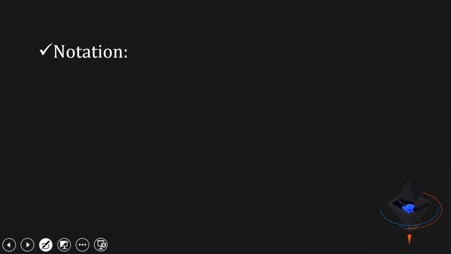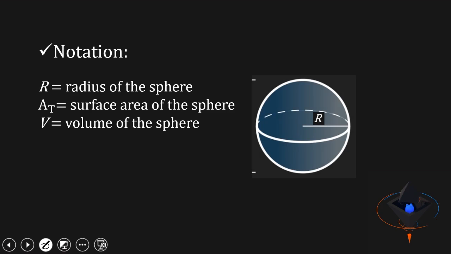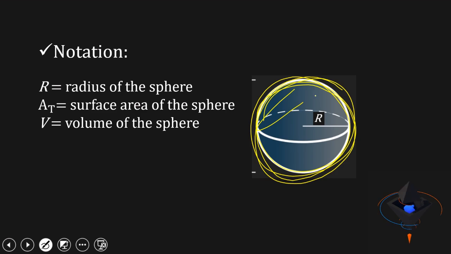Next are your notations. R would be for the radius of the sphere, A sub T would be for the surface area of the sphere, and V would be for the volume of the sphere. So R is the radius of your sphere, A is the area outside your sphere, and V is for the volume of the sphere.